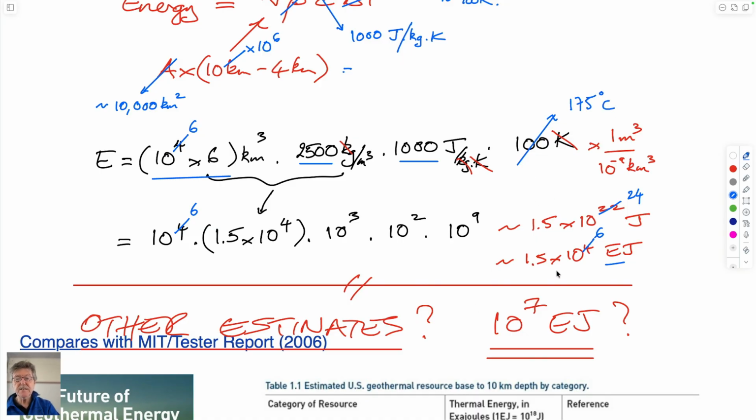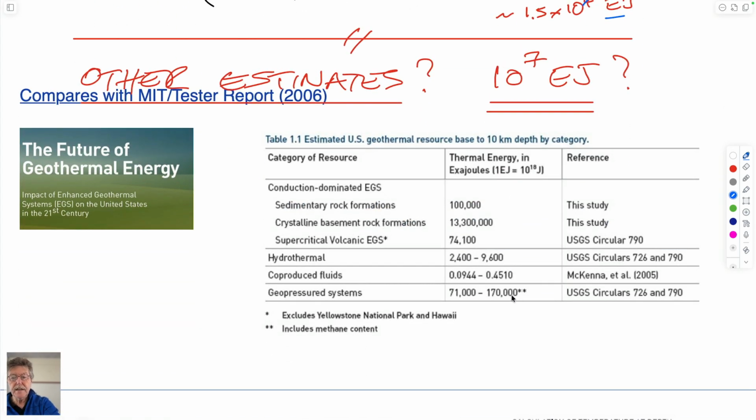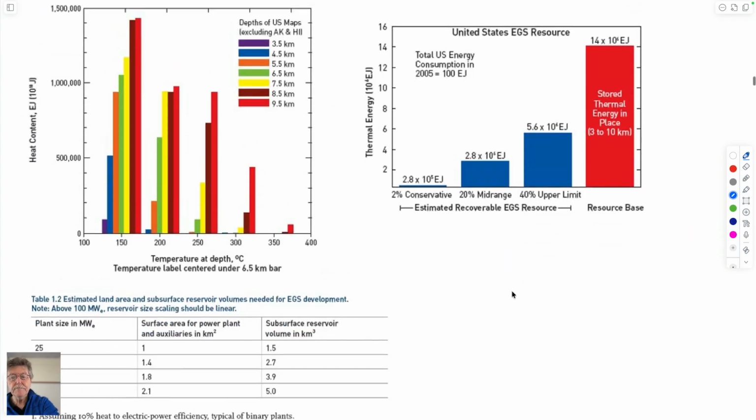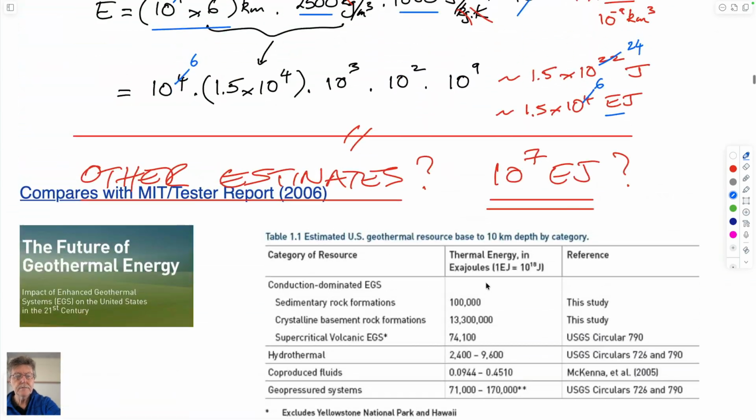So that would change this estimate by a factor of 2. This would be 3 instead of 1.5. And so that's the easy way to get that number. So that's where it comes from. And so I guess it comes out of this graph here. This here is the magnitude here. So this would actually, it's spot on. This is 14 times 10 to the 6 exajoules. So this is the estimate from this report.